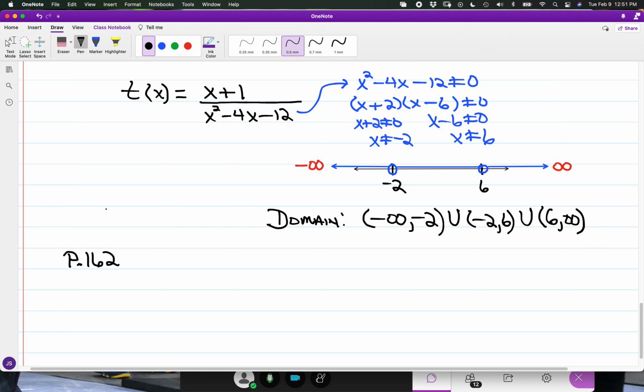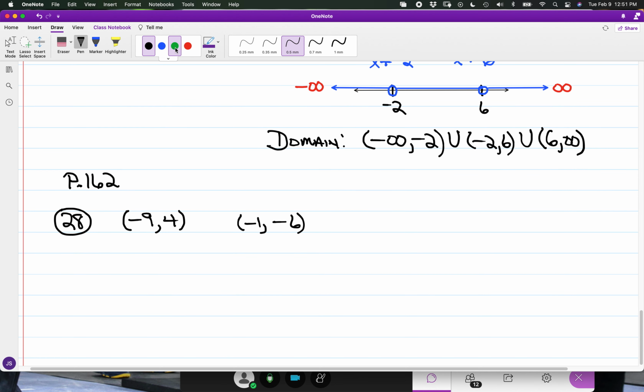And so on page 162, if we're looking at the slope of a line that passes through 2 points, in this case for number 28, we have a couple of ordered pairs: -9, 4, as well as -1, -6. Keep in mind that all ordered pairs are of the form xy. It doesn't matter which one you have as the first pair and which as the second. We can place them in the order that we see the numbers.